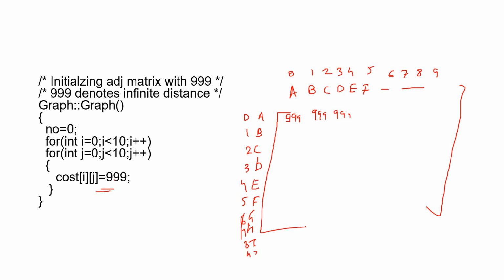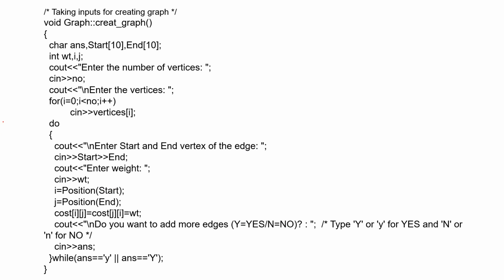So I am initializing cost of 0,0 is equal to 999, 0,1 is equal to 999, 0,2 is equal to 999, 0,3 is equal to 999. Like this I am initializing up to 9,9 is equal to 999. So this total matrix is initialized with the 999 value. Let's say that initially the cost of each edge is equal to the maximum, 999. After that we want to create the graph.